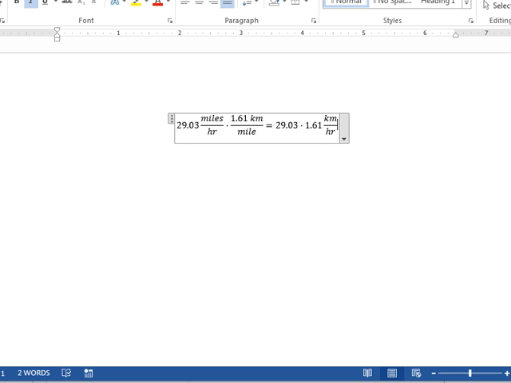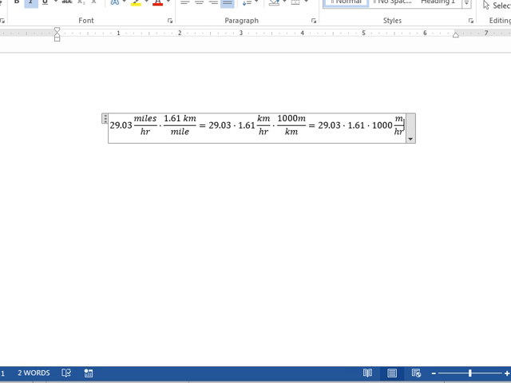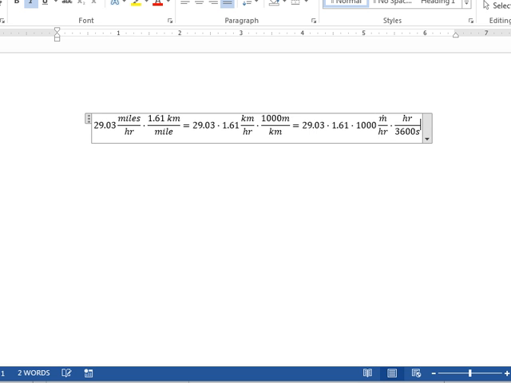What's the next conversion we need to do? Well, 1,000 meters is 1 kilometer, right? So we can get rid of the kilometers and get to meters. So 29.03 times 1.61 times 1,000, and now we're in meters per hour. And what's the last thing we need to do? We need to get hours to seconds. And so we're going to use our conversion factor of 1 hour is 3,600 seconds, right? And that's going to get us where we need to be.